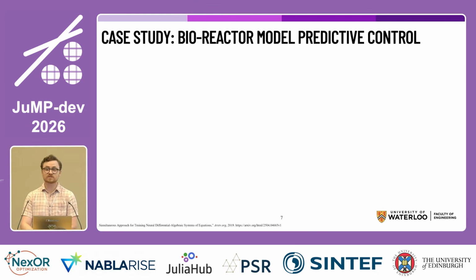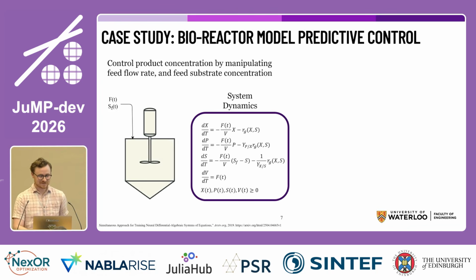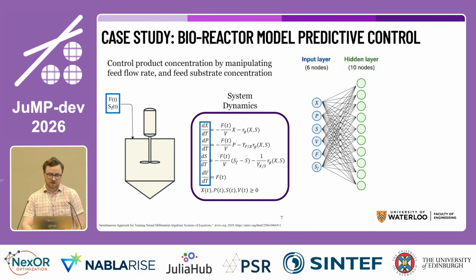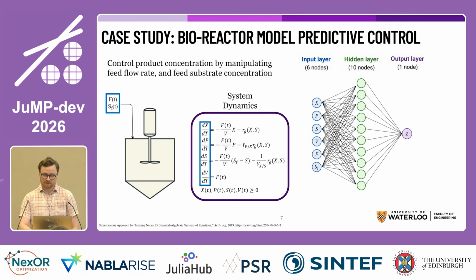Okay, so just to show this in action, we have a little bioreactor example. This is where a lot of my funding comes from nowadays, so here it is. The basic idea is we have this bioreactor with a system of differential equations, and it's got six states. We map it to some hidden layers to predict our output, and our output in this case is the production rate of cell biomass.